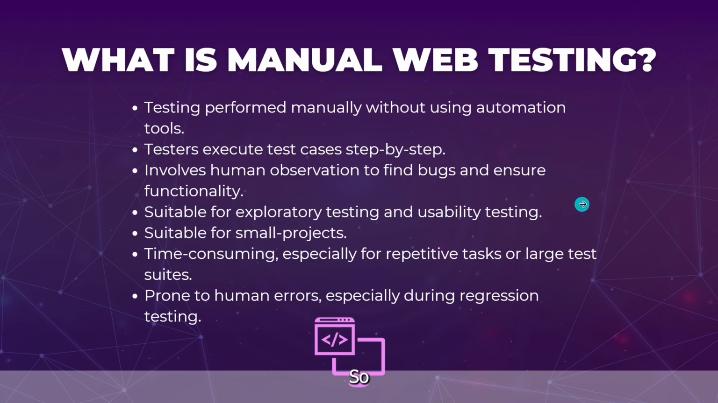So for large websites that have many UI elements or many web interactables, it is best not to use manual web testing. It is also prone to human errors, especially during regression testing. And regression testing, we will discuss more about this later. We will define this and the steps on doing regression testing.